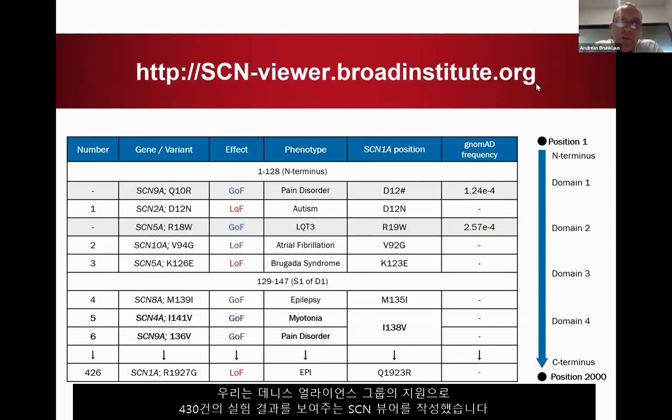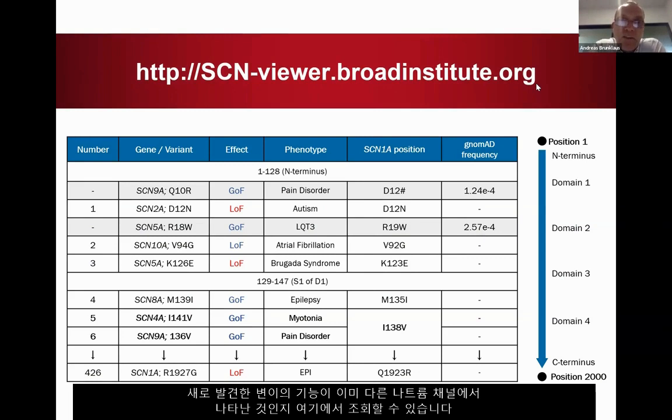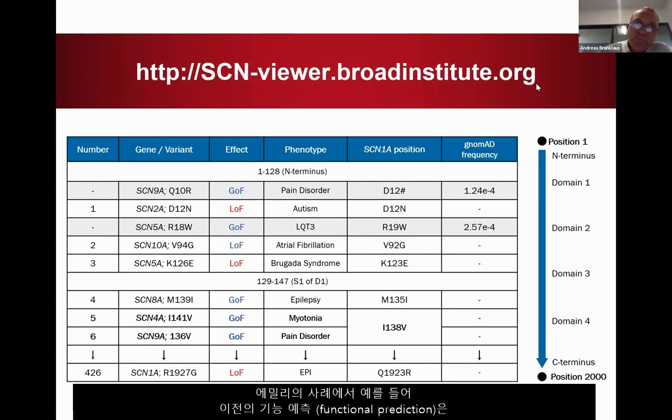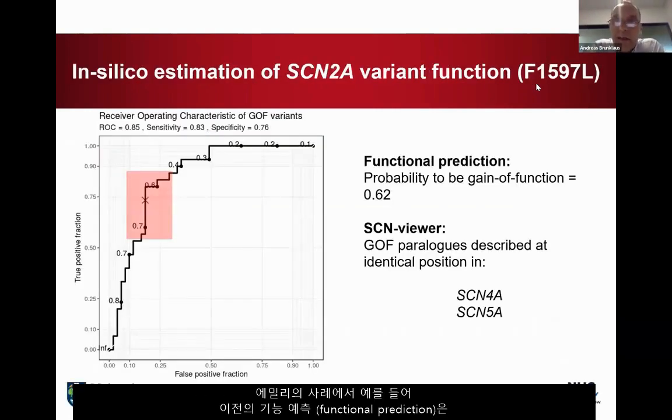And here we've compiled, with the help of Dennis and Lara in this group, this into an SCN viewer, which basically illustrates all the 430 performed experiments. Then you can look up whether a new variant that you found has already been functionally described in a different sodium channel. If you do this, for example, for Emily, the previous functional prediction was that this would be 62% gain of function. If you now look at the SCN viewer, you will find that there are actually two identical variants at exactly the same position, in SCN4A and SCN5A, and these have both been described as gain of function in experiments.